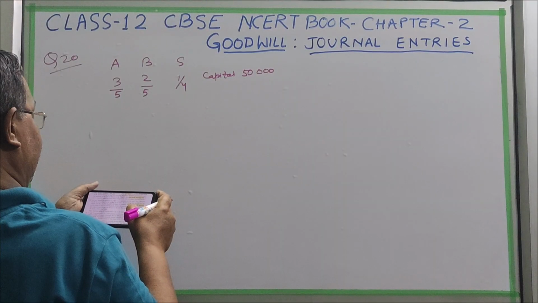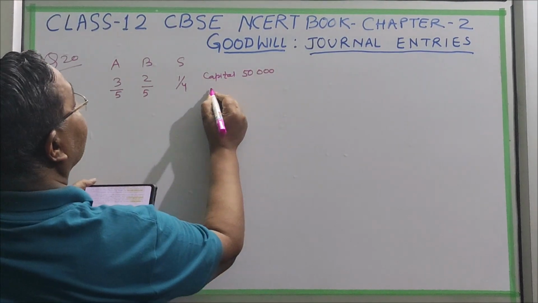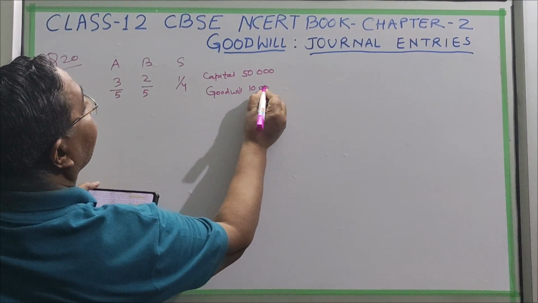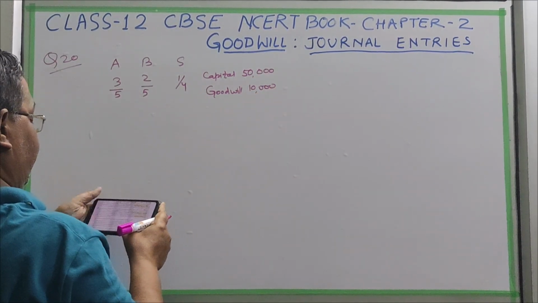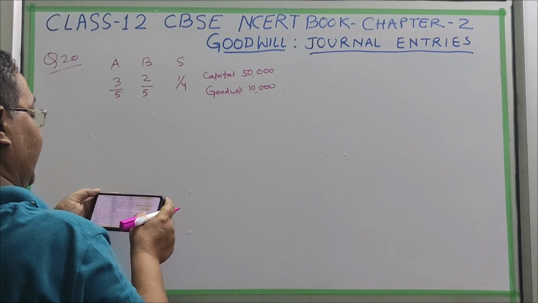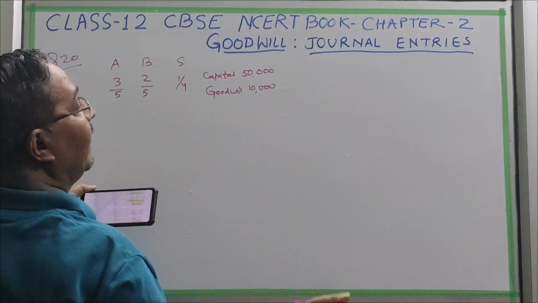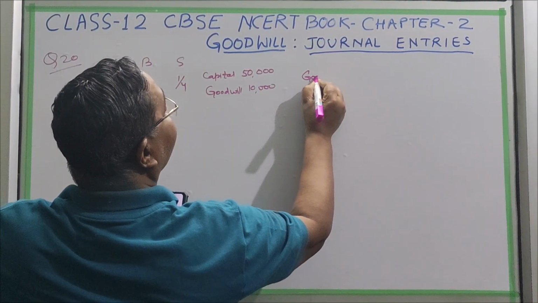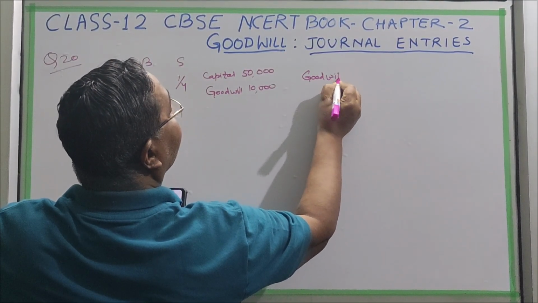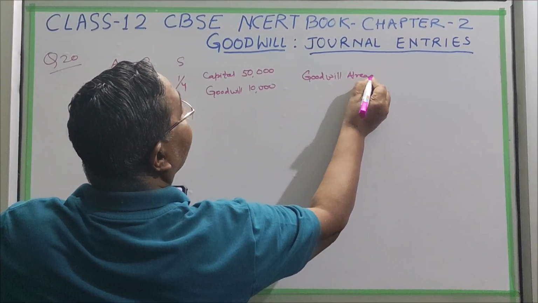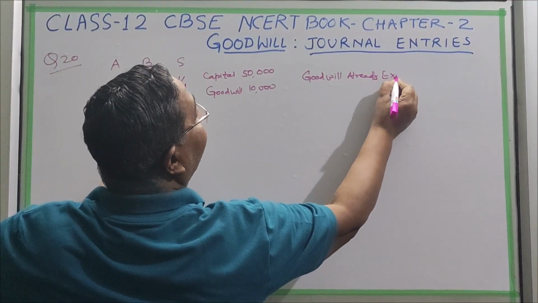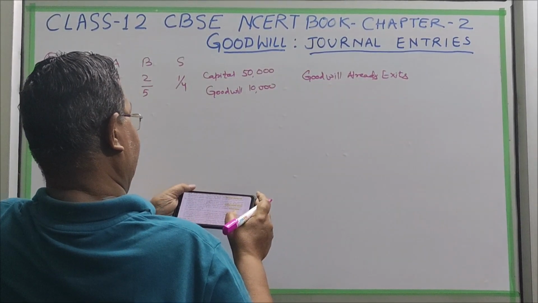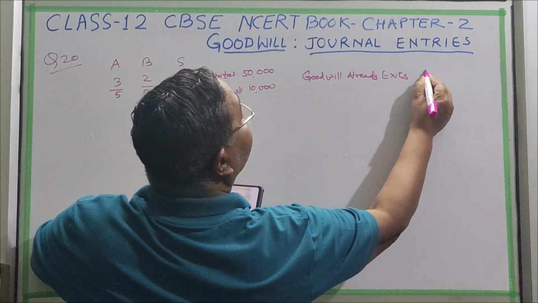and 10,000 goodwill. His share of goodwill is 10,000. Goodwill already appears in the books, meaning in the balance sheet asset side goodwill already exists. Goodwill already exists in the books of Aarti and Bharti, rupees 5,000.